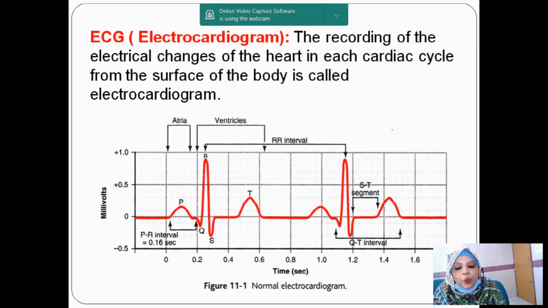How many waves? See here, the P wave. As I mentioned in the previous class, these are the waves of the ECG: the P wave, QRS complex and T wave.